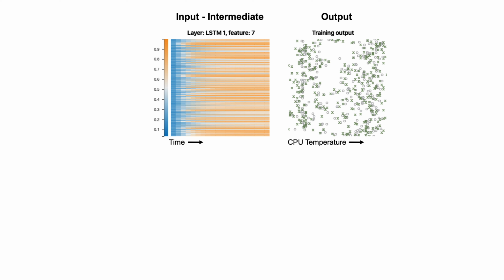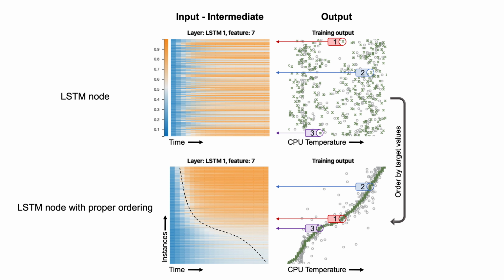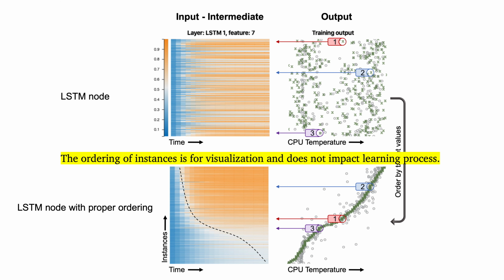Instances are listed vertically, and cell colors encode the temporal values of the series. We reorder the data entries based on their values in output when visualizing the heatmap of the LSTM layer and the scatterplot of the dense layer. This ordering is intended to help people recognize some of the patterns included in the result. The ordering of instances is for visualization and does not impact the learning process.